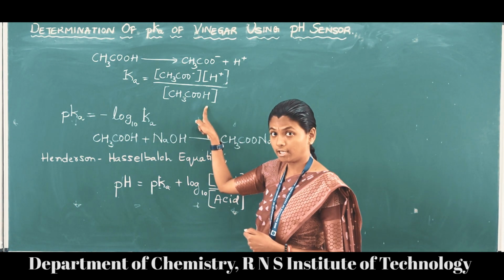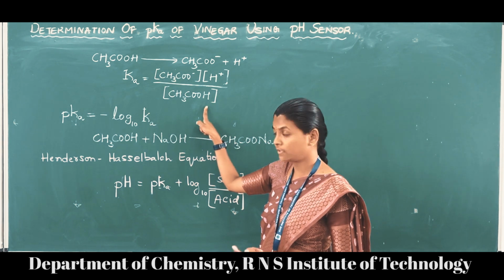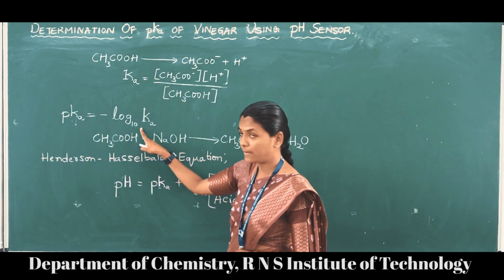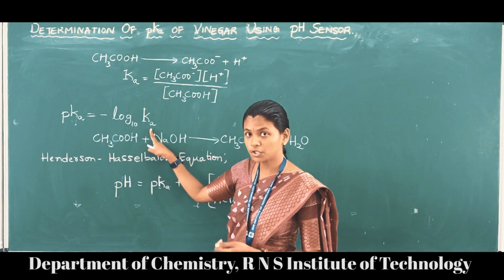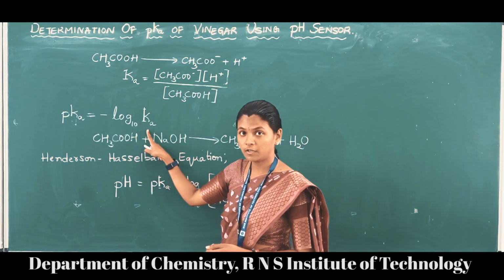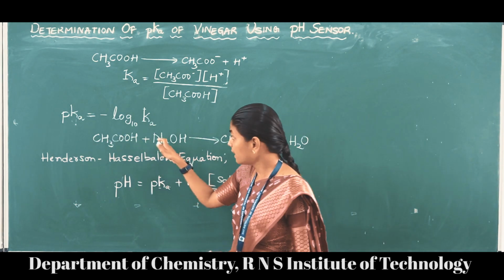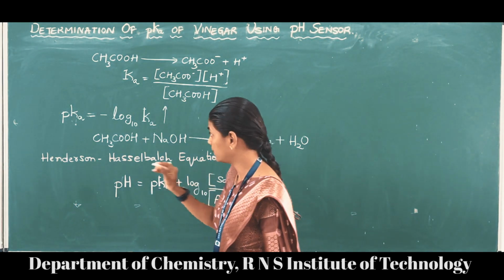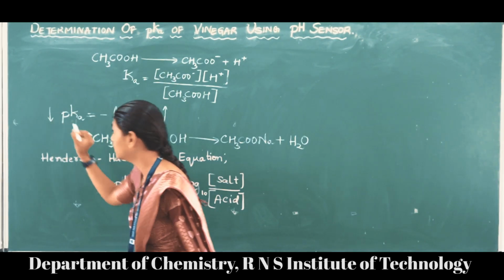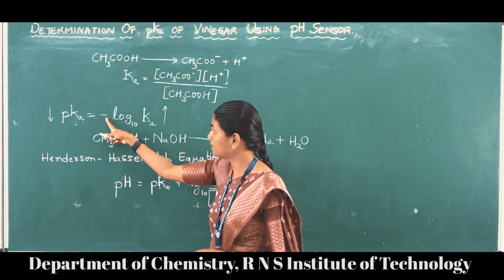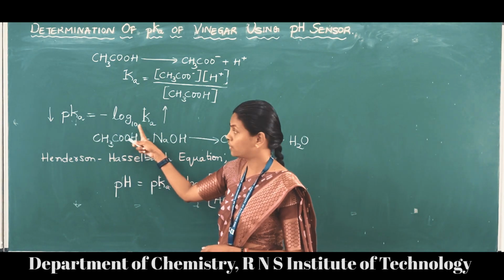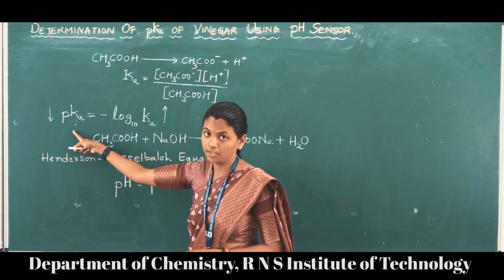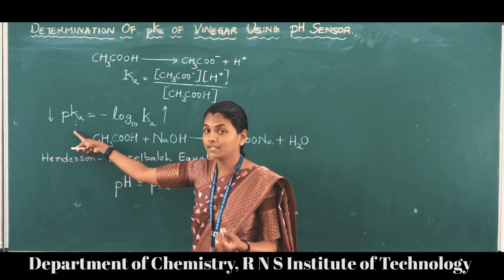If this is Ka, how can we define pKa? It is given by pKa equal to negative log to the base 10 of Ka. From this equation we can infer that if there is an increase in the value of Ka, there will definitely be a decrease in the pKa value, because of the negative log to the base 10 term. With the decrease in the pKa value, we say that the acid is more acidic.